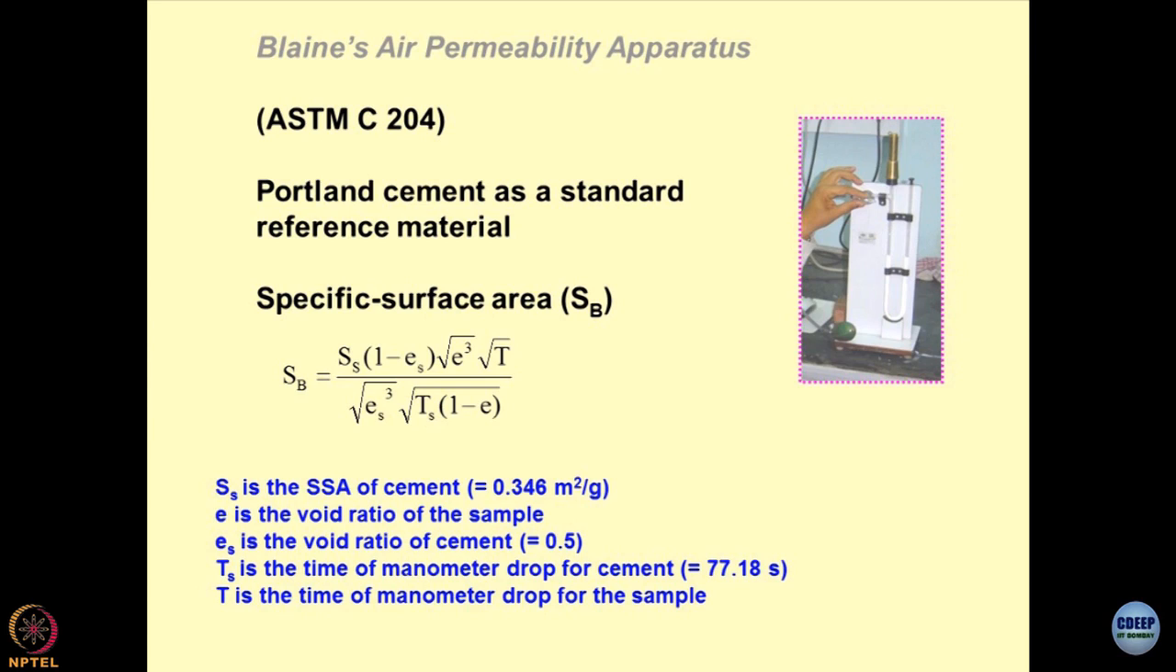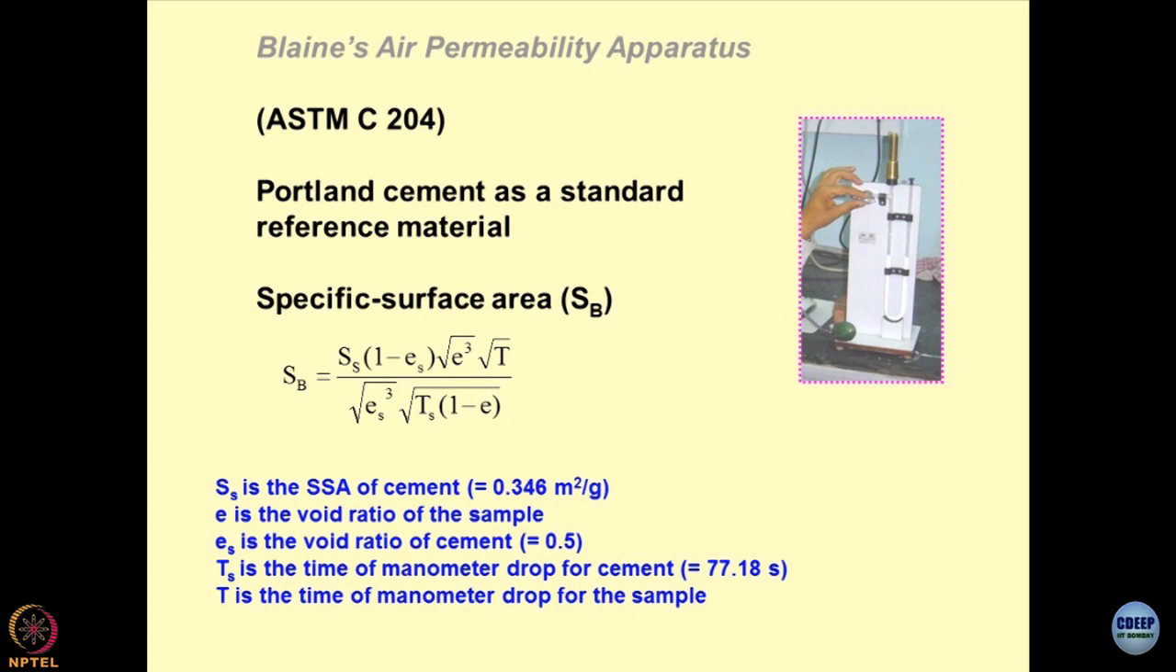So initially the mercury is balanced. What you have to find out is how much time a material takes for allowance of a certain amount of air through it, and that is why we call this setup Blaine's air permeability apparatus. So truly speaking, the amount of air which passes easily or not easily is converted into a specific surface area. So no need to remember all these equations and formula, because they are all given in ASTM codes. You just try to understand what it is.